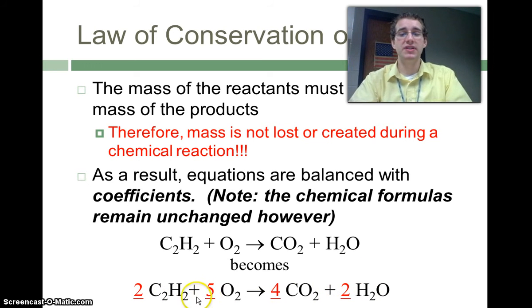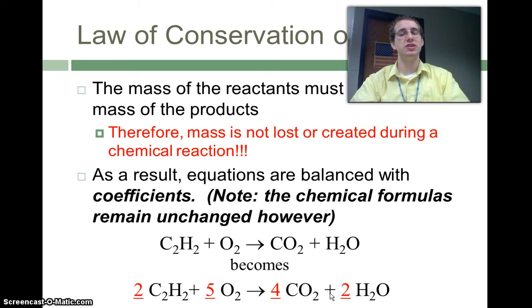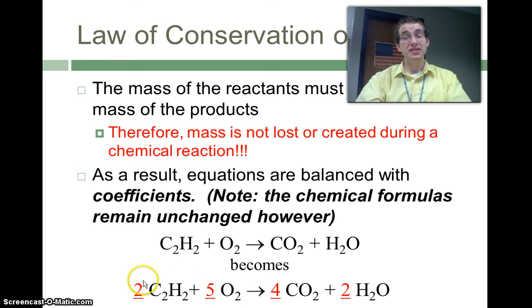And we have 10 oxygen on the reactant side. Well, if we go over to our product side, we see we have 4 times 2 in the carbon dioxide. There's 8 oxygen. We're still missing 2. If we look, we have 2 oxygen provided from the water. So it's kind of like a seesaw, a teeter-totter. The reactant side of your seesaw has to be the same as the product side of your seesaw.